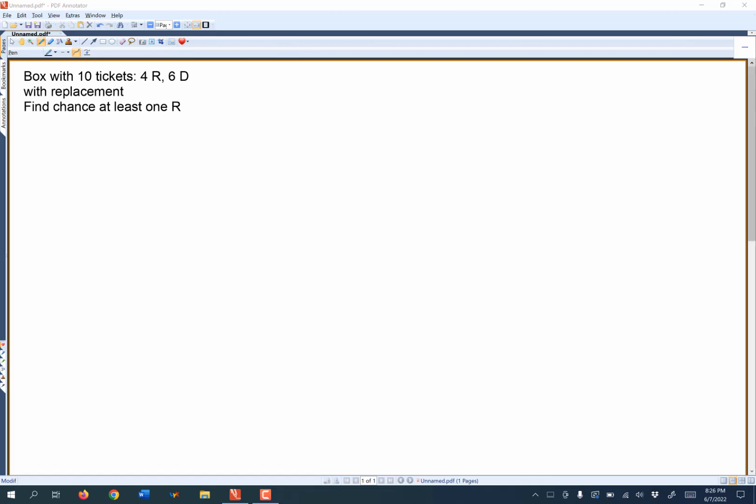This is a problem where we have a box with 10 tickets, 4 R's and 6 D's. We're supposed to draw out 2 tickets with replacement. So we're going to draw 2. And we're supposed to find the chance that at least one is R. There are 2 methods to do this.